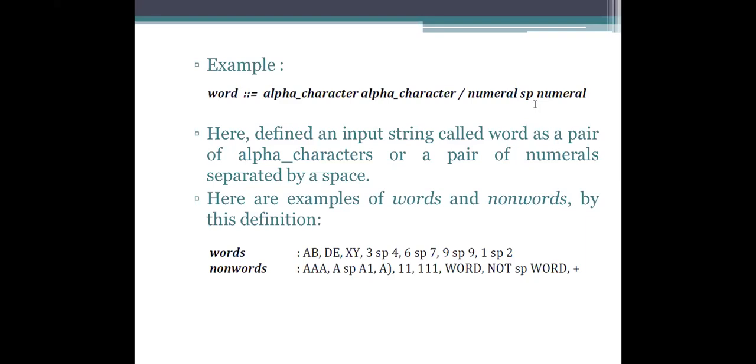So what are the words and non-words here? Alpha, which is followed by another alpha character. These are the correct inputs for processing, and these will be the wrong inputs here. Why? Because the first one here, compare this one. How many elements are there? There are 3 elements, and they are all alpha characters only. But how many alpha characters do we need to use? We need to use only 2 alpha characters. Here there are 3 alpha characters, so the first one will be specified as a wrong input.